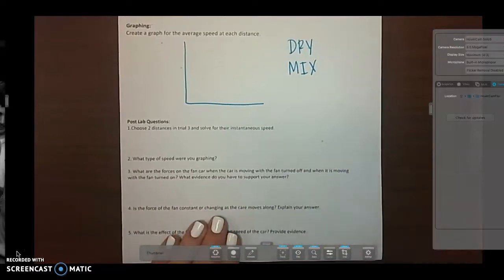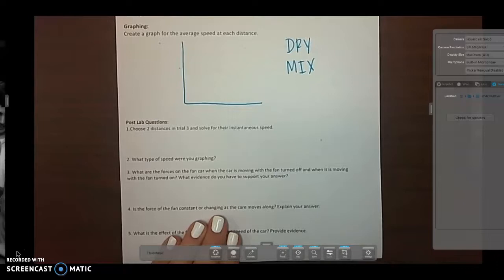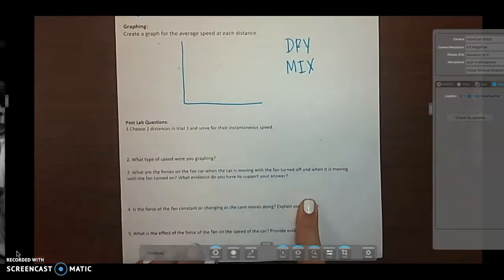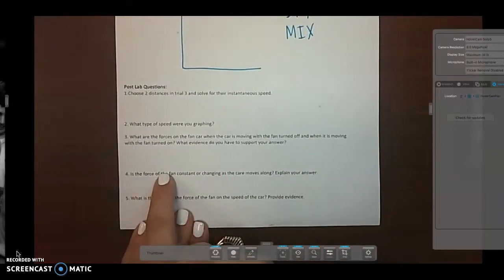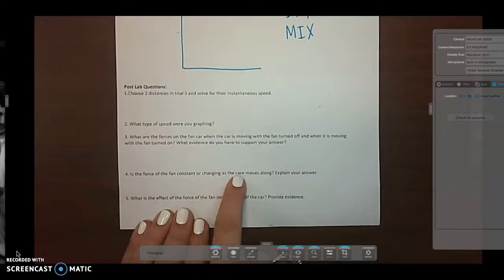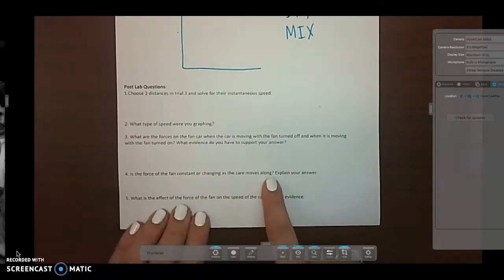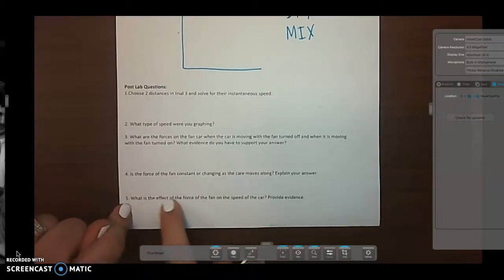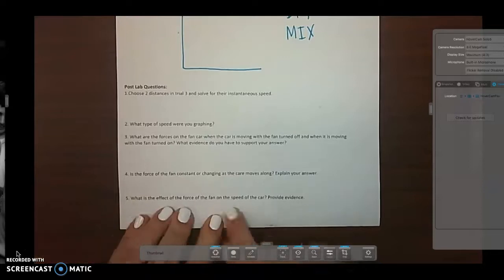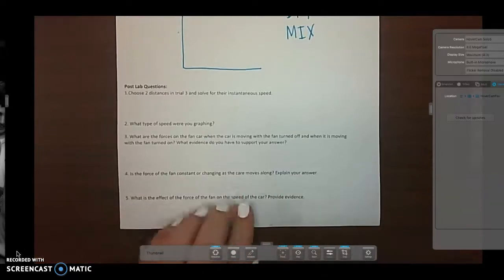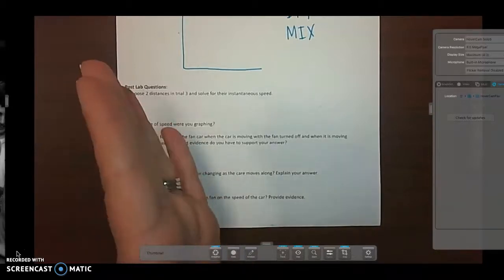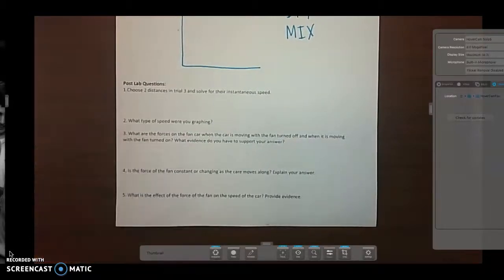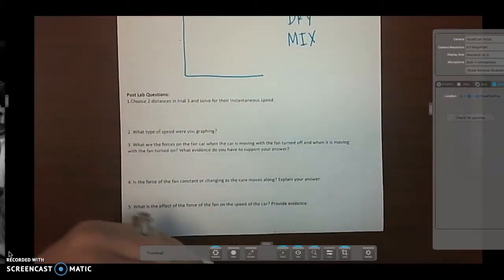So you've read about different types of forces. You did a Venn diagram on them. So what are the forces that you used in this activity? Number 4, is the force of the fan constant or changing as the car moves along? So you're going to put your answer right here. Is it constant or changing? And then number 5, what is the effect of the force of the fan on the speed of the car? So what happened if you pushed the car further? What happened to the speed of the car versus if you just put it down and the fan was the only thing that moved it? So you're going to answer these questions and turn them in.